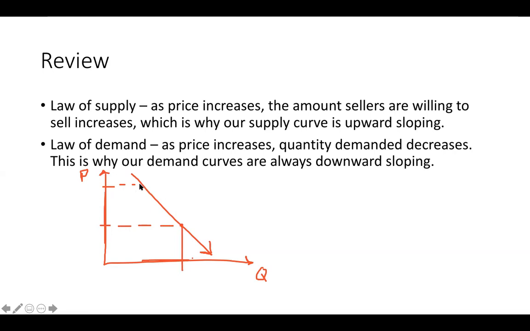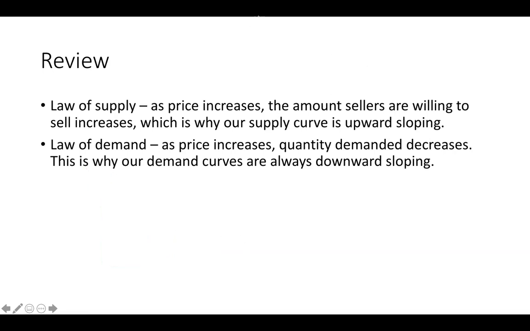We come down, we go across, we find that point on that demand curve, and then we bring it down to see how much quantity is actually demanded from these prices. So we see that a really high price is going to lead to less quantity demanded, and here, average price is going to lead to more quantity demanded. All right, so these are the basics of law of supply and law of demand, and how our curves are always going to be upward sloping and downward sloping.